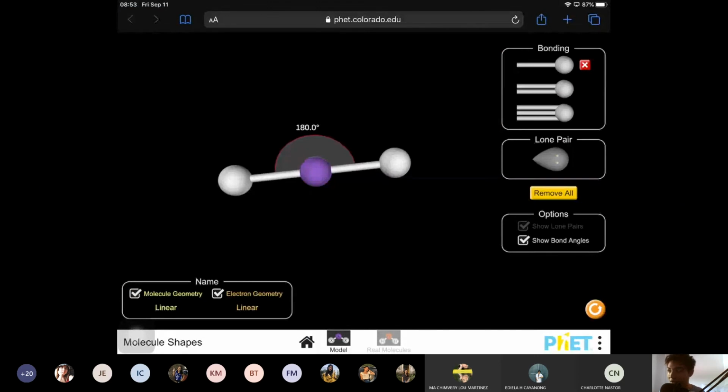So, this is our central atom, the purple one. If it contains two electron groups, the best angle or the best distance of these two atoms would be at 180 degrees. If they are separated at 180 degrees, anong shape yan? Linear. Isang line lang yan, so magiging linear yan.